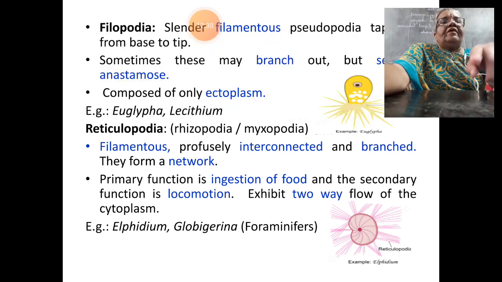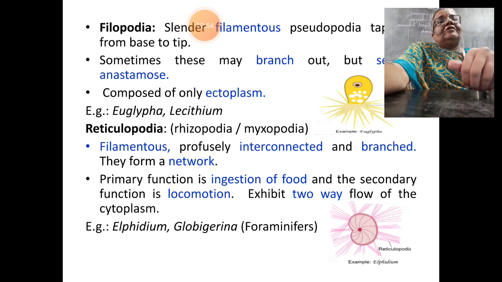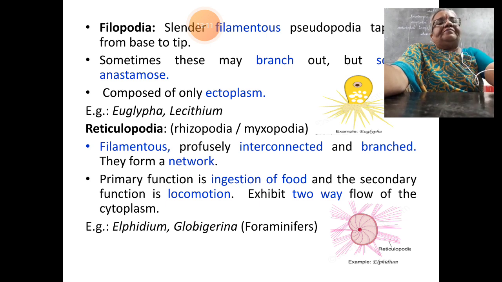Sometimes the locomotory function is taken over by the other function. Here the primary function is ingestion of food rather than locomotion, and executing locomotory function becomes secondary. And they exhibit two-way flow of the cytoplasm. All right, this is about reticulopodia.